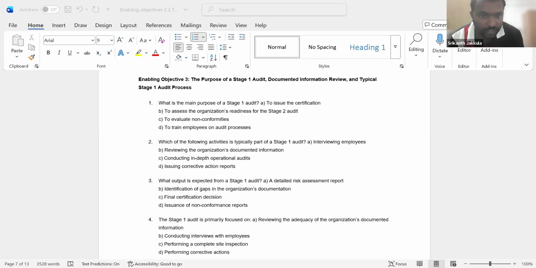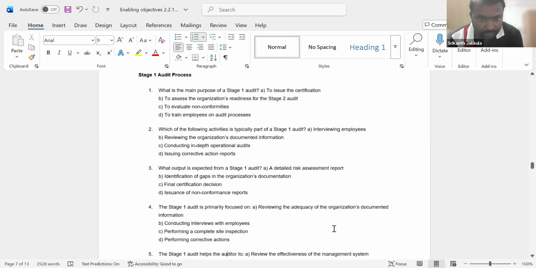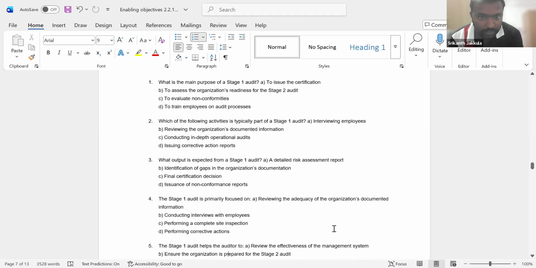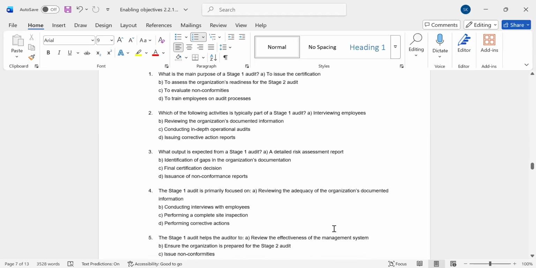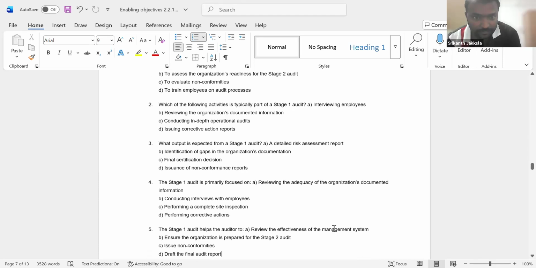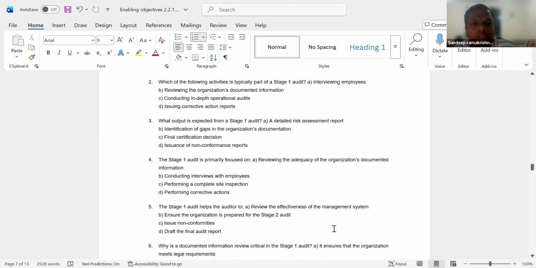The fourth one. The stage 1 audit is primarily focused on reviewing the adequacy of the organization documented information, conducting interviews with employees, performing a complete site inspection, or performing corrective actions. Again A. Yeah, A is the right answer. Srikanth, your answer is right.